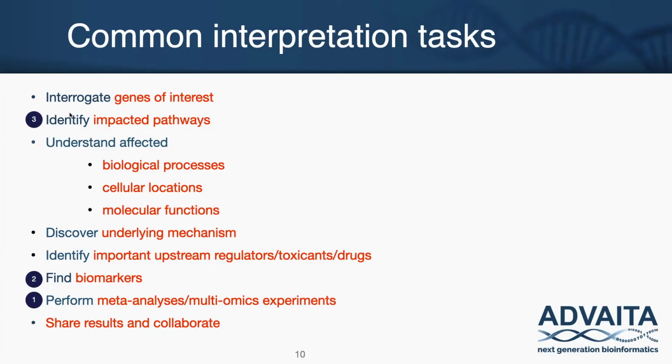So we have performed a meta-analysis. We have found biomarkers. We've identified impacted pathways and even started looking at mechanisms on those pathways. So next I want to look at biological processes, identify important upstream regulators, and then really spend some time looking for underlying mechanisms and elucidating those mechanisms.